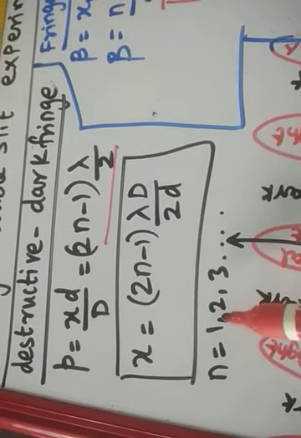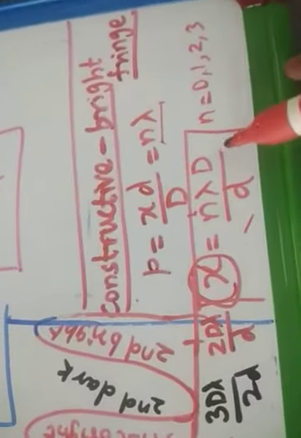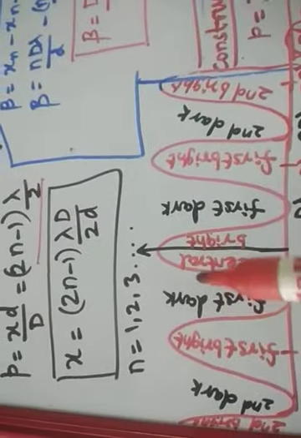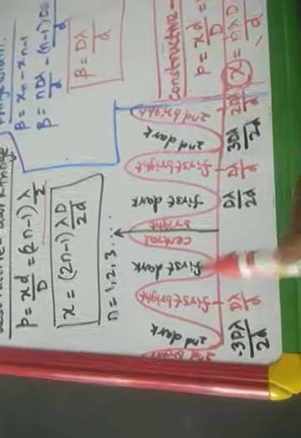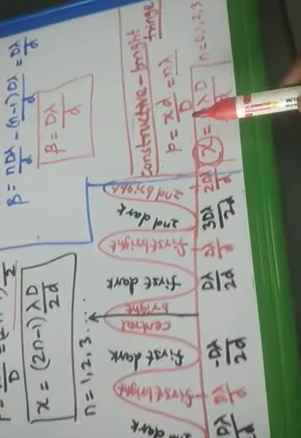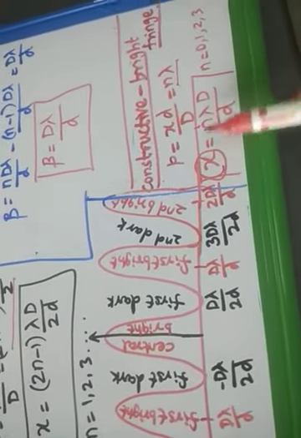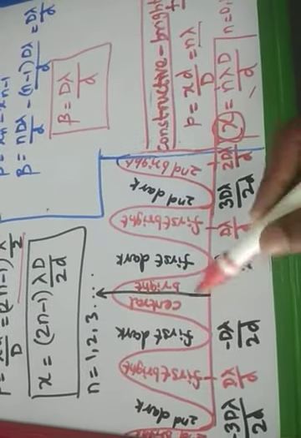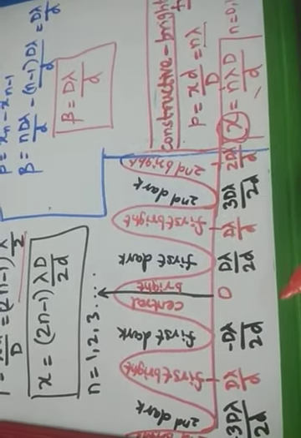Here n will not become 0, because n becomes 0 in constructive interference. I will show the picture. This is the central bright fringe. If you substitute n equal to 0, x is equal to 0. So that is the constructive bright fringe. The center is 0, and 0 is a bright fringe.